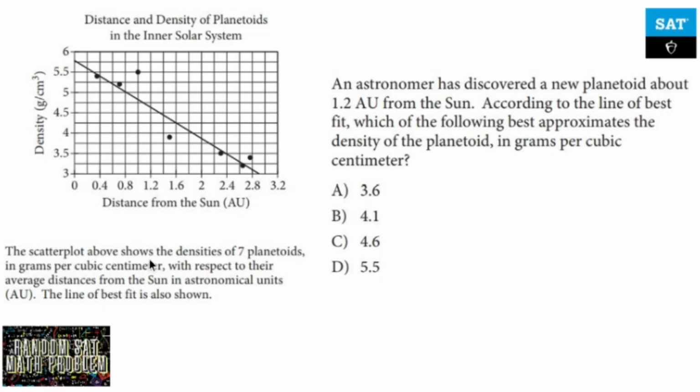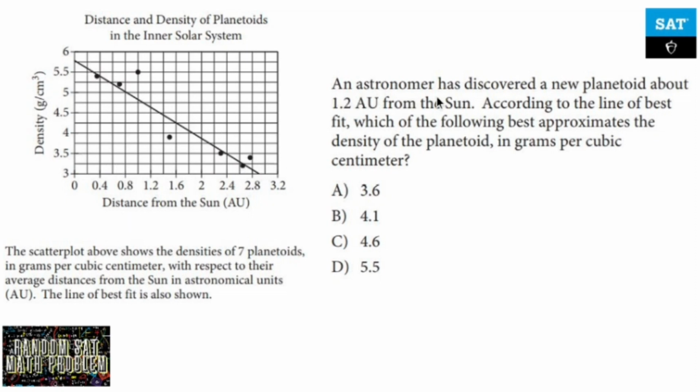The scatter plot above shows the densities of 7 planetoids in grams per cubic centimeter with respect to their average distances from the sun in astronomical units, AU. The line of best fit is also shown. So we got a negative correlation going on, pretty solid negative correlation. As you go further away from the sun, the density decreases.